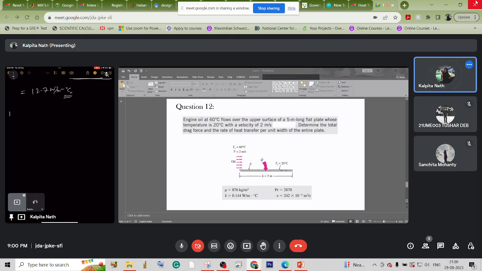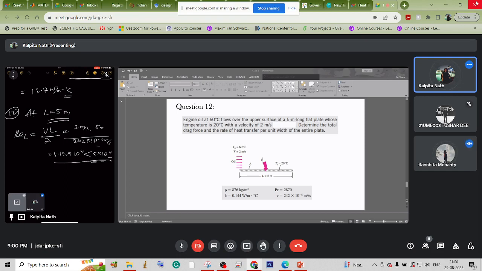Okay. So 5 meter length is given. At 5 meter only we have to find out everything, right? So first of all, as I've already said, we'll go for the Reynolds number. So VL by nu, so it is 2 meter per second, 5 meter upon 242 into 10 to the power minus 6 meter square per second. So this will come out at 4.13 into 10 to the power 4, that is less than 5 into 10 to the power 5. The critical one is this, as I've already given in the first one.